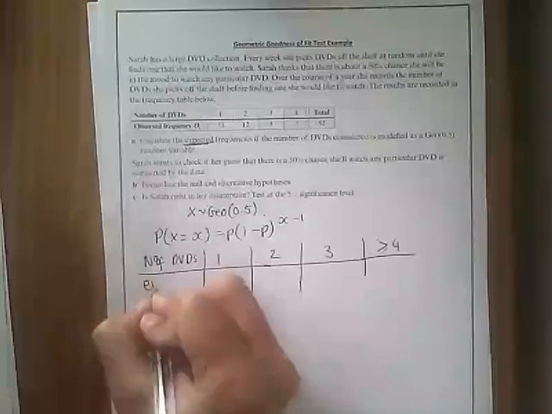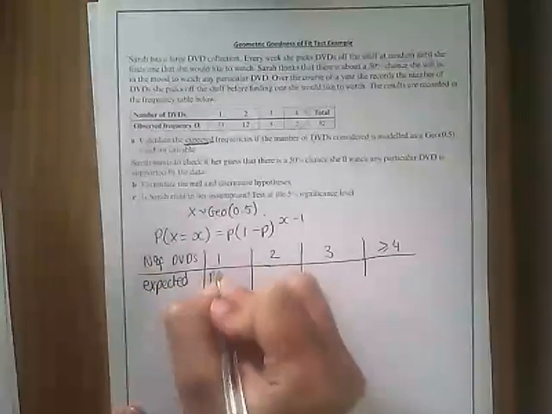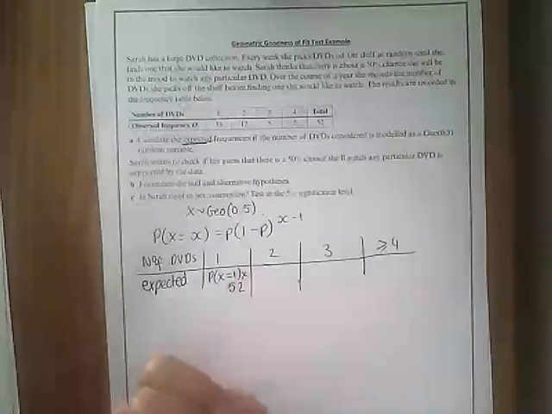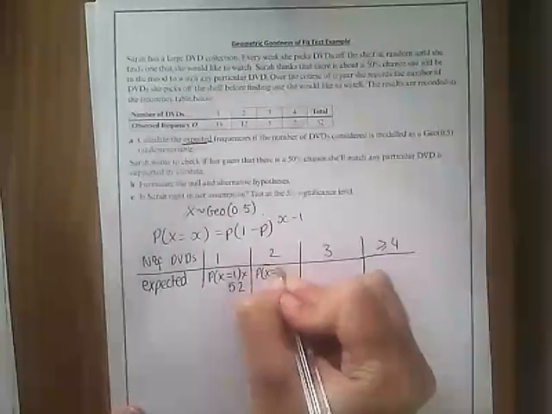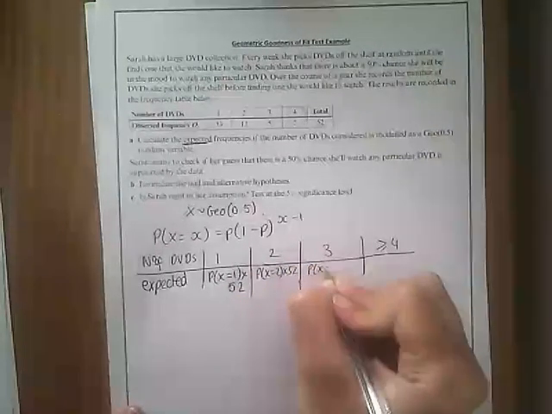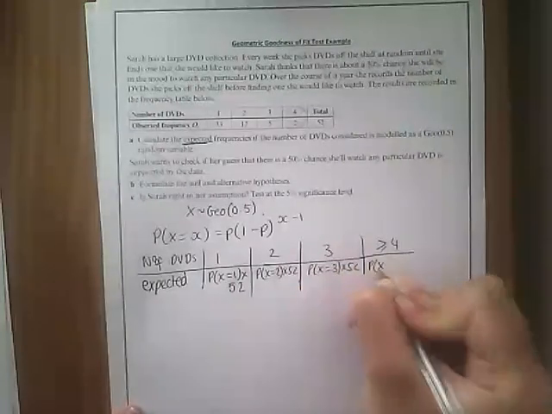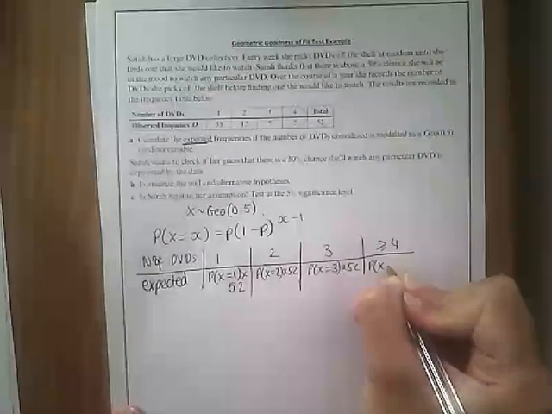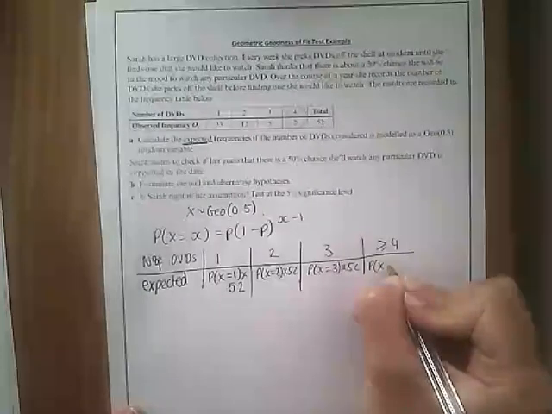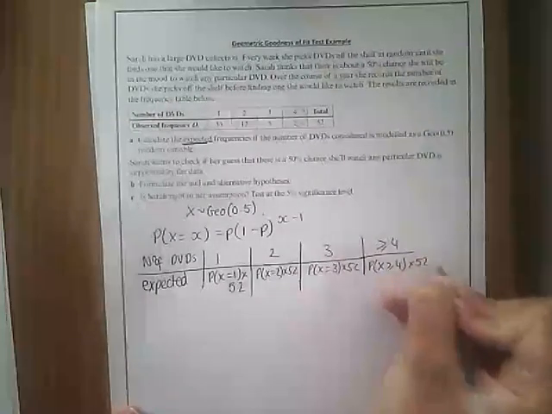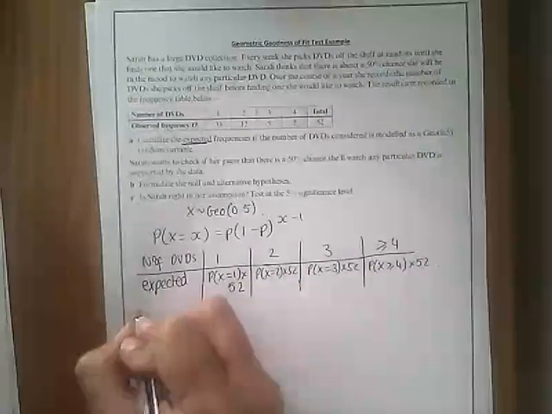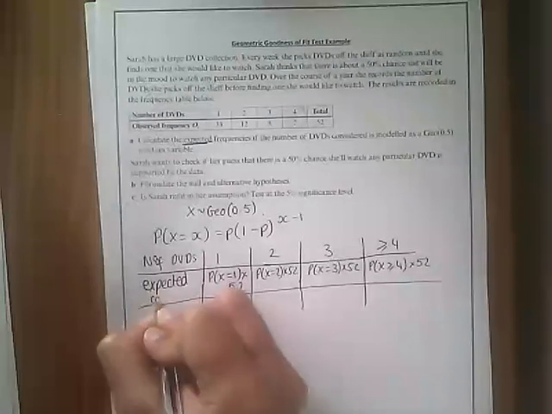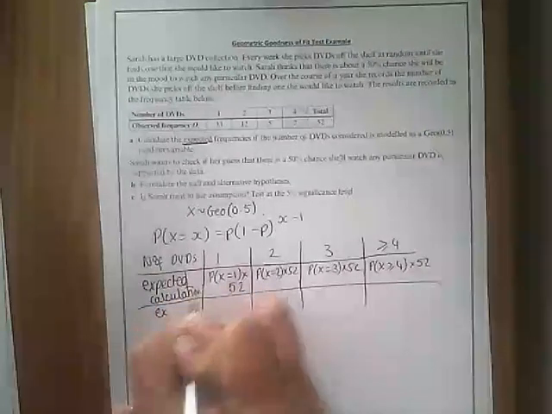Okay, so to calculate our expecteds, we're going to do the probability that X equals 1 times how many DVDs she picked in total, i.e. how many weeks of the year, which is 52. And then here we're going to do the probability that X equals 2 times 52, probability that X equals 3 times 52, and then the probability that X is greater than or equal to 4 times 52. Okay? Right, so we'll call that our expected calculation. You don't need to write that down, I'm just writing it down so that you can see it.